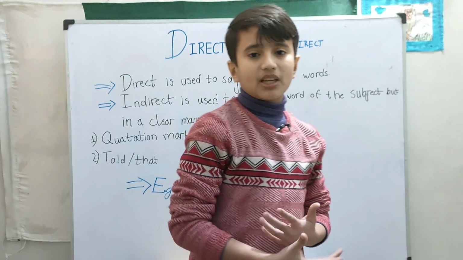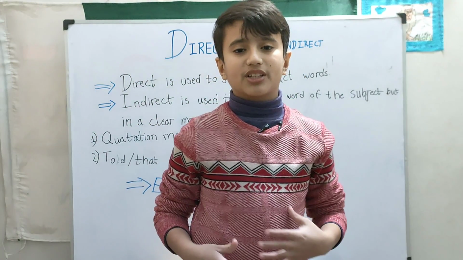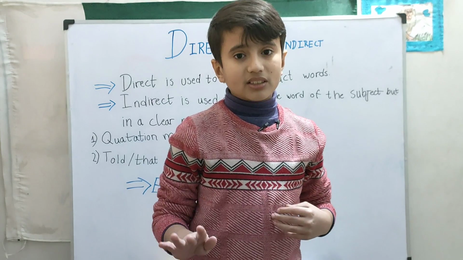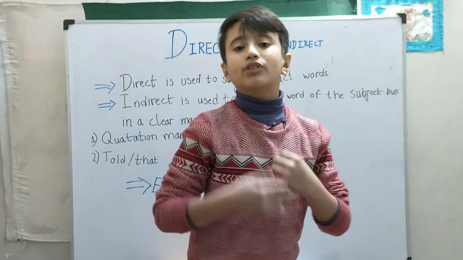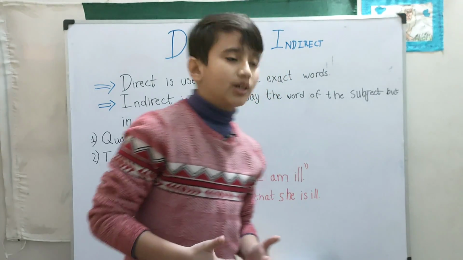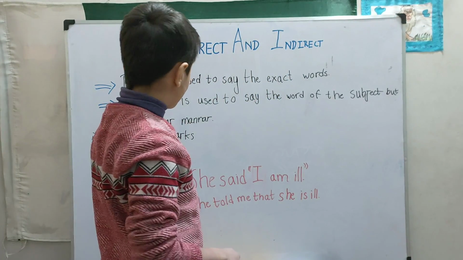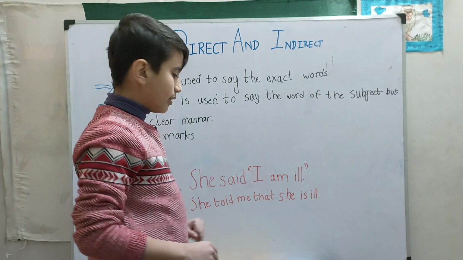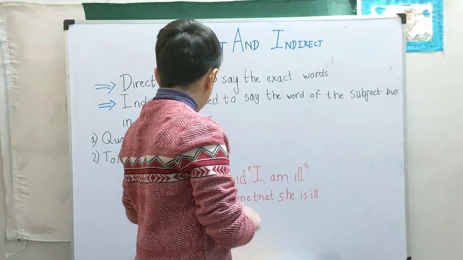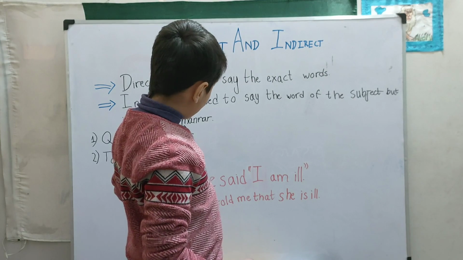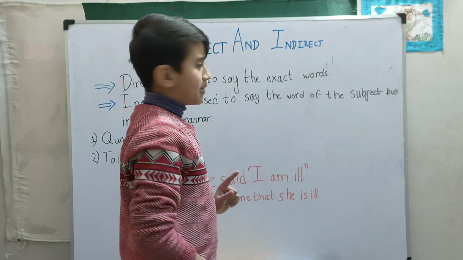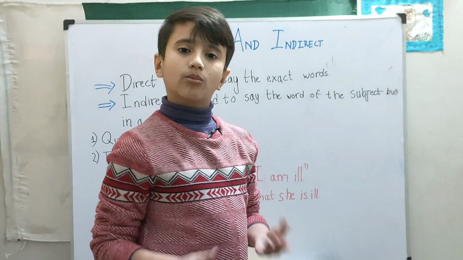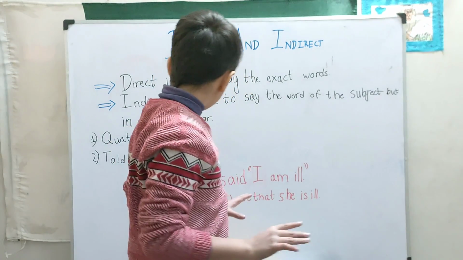Indirect is used to say the words of the subject, but in a clear manner. You say the same thing that your subject said, but you change it. The meaning is the same, but only the words are changed. For example, the same sentence can be said, she told me that she was ill. I can use it like this, or I can say, so this is direct and this is indirect. She told me that she was ill. She said, I am ill. Both are used and both have their own places.